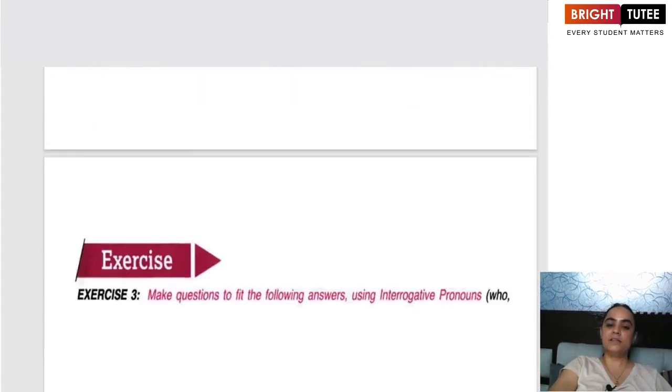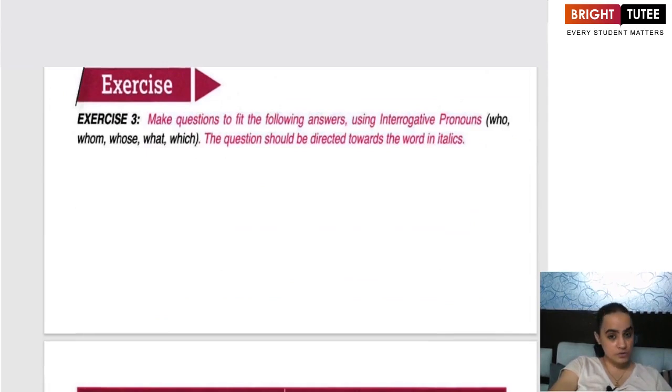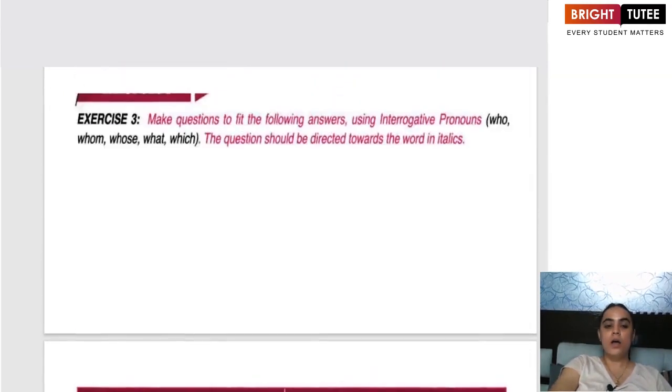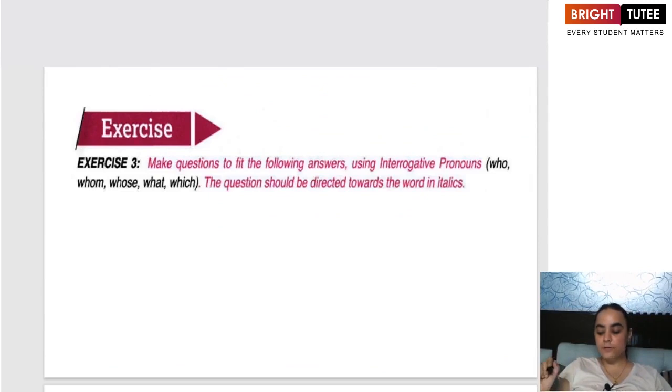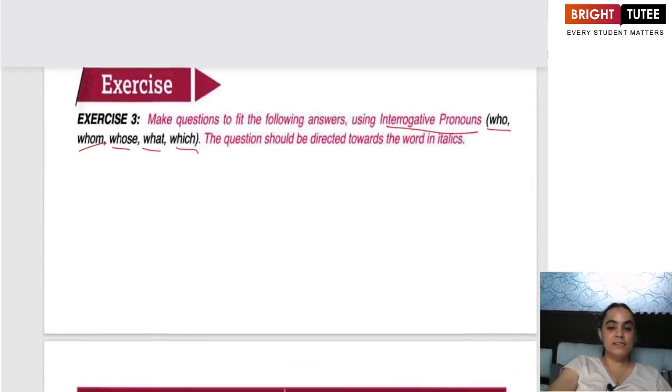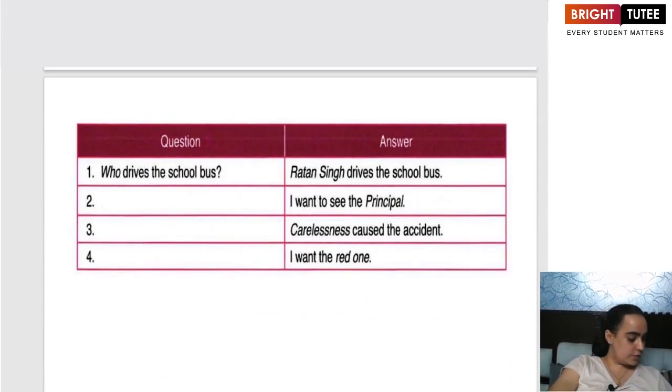Let us discuss the back exercises so as to understand the chapter that we have gone through. Make questions to fit the following answers using interrogative pronouns: who, whom, whose, what, which. So basically, you are given 10 sentences. The answers are given. You have to frame a question for that using the interrogative pronouns. The first one has been done. Since there are 10 sentences, we'll do the first 6.